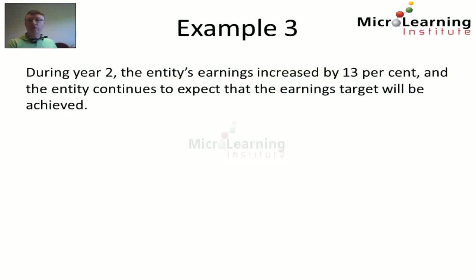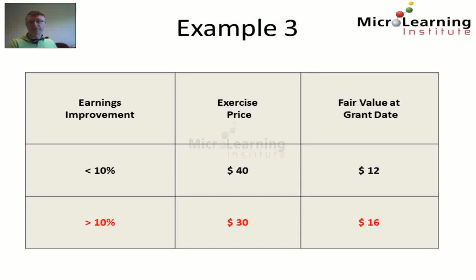Next, we're told that during year 2, the entity's earnings increased by 13%, and the entity continues to expect that the earnings target will be achieved. So again, 13% once again is in excess of 10%, so consequently the exercise price will be $30, and consequently the fair value at grant date will be $16.